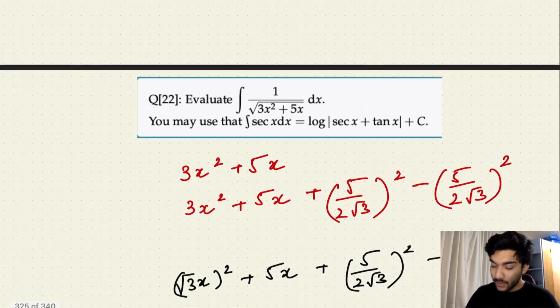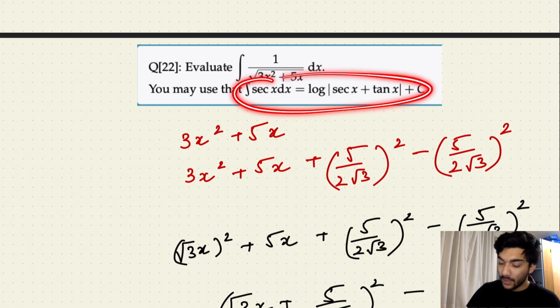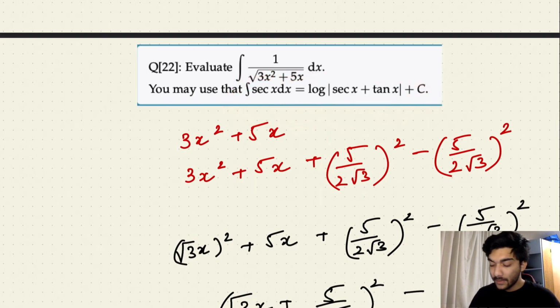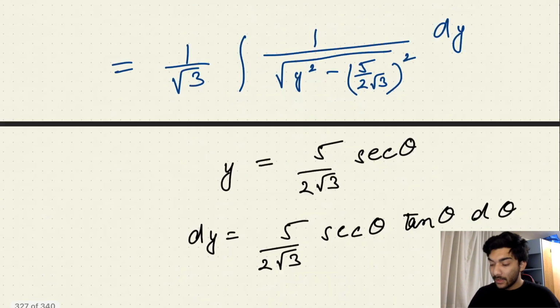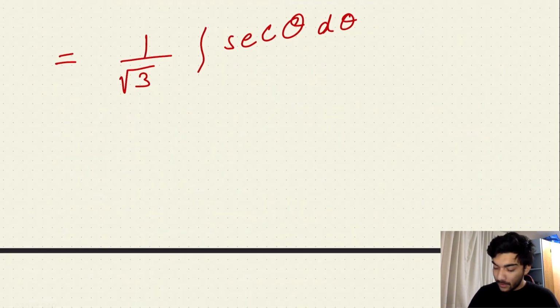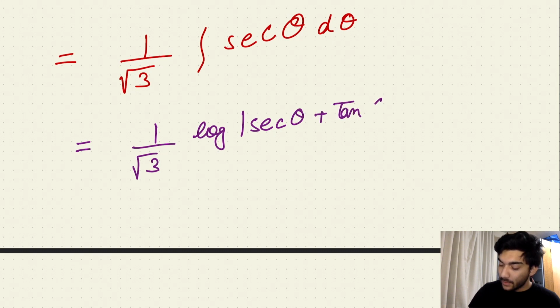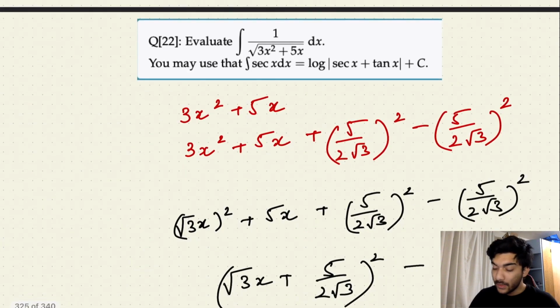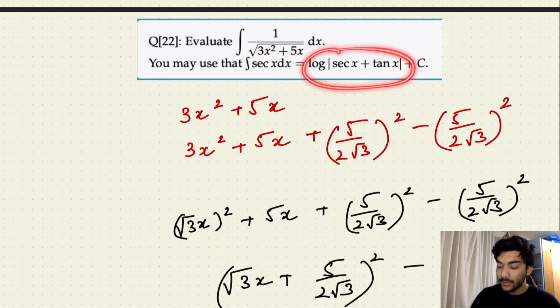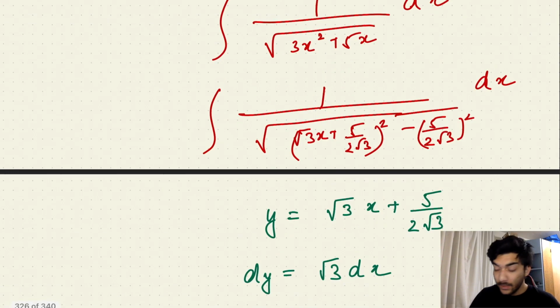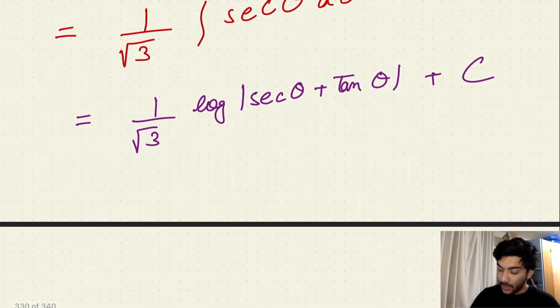And since we were given in the question that you can use this identity over here, that the integral of secant x dx is log of secant x plus tan x, if we use this property, this integral will be equal to 1 by square root 3 log of secant theta plus tan theta plus the constant of integration, right? We just use the given information in the question: the integral of secant x dx is log of secant x plus tan x plus the constant of integration, and that is what we used.